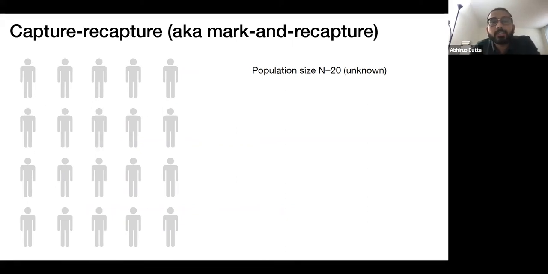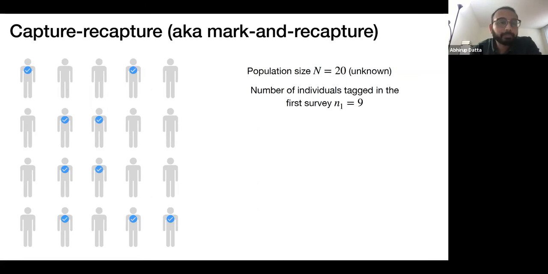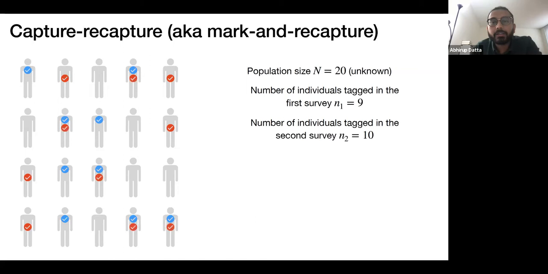So what capture recapture does is that it initially does one survey, and suppose that survey marks or tags n1 number of individuals. So in this toy example, say n1 is 9. And then at a later time point, it conducts a second independent survey and tags a second set of individuals. So in this case, say the second survey tagged n2, or 10, individuals.